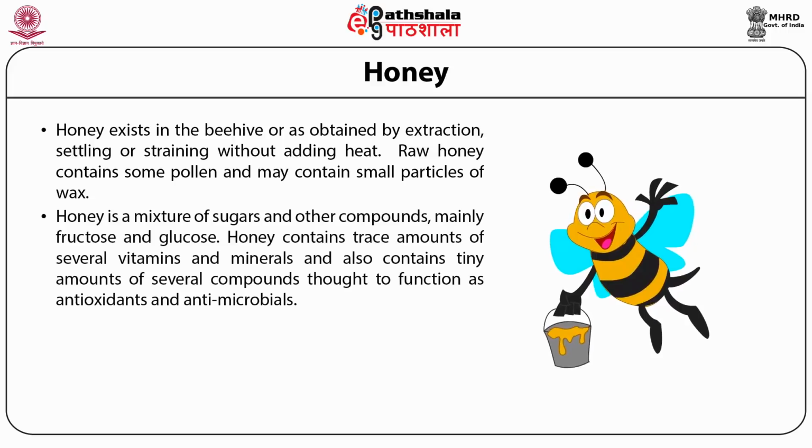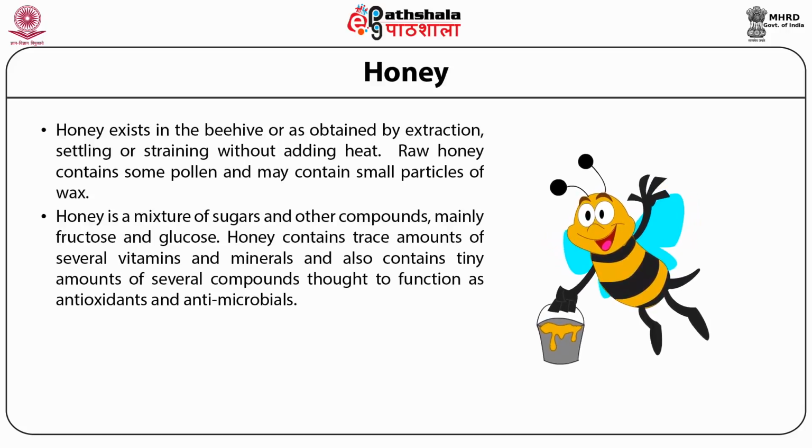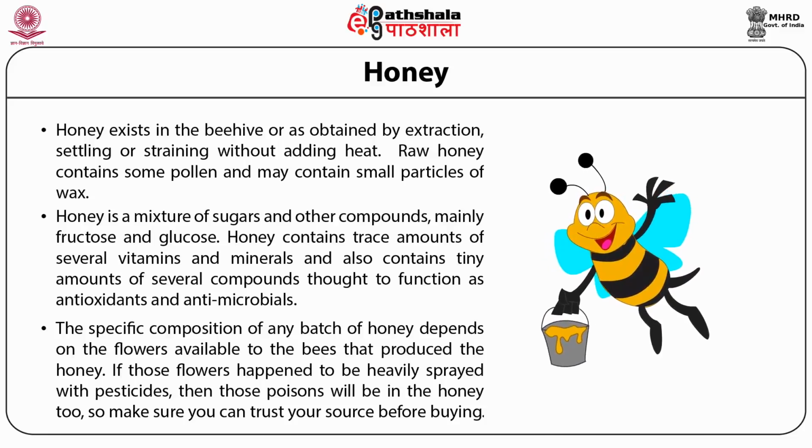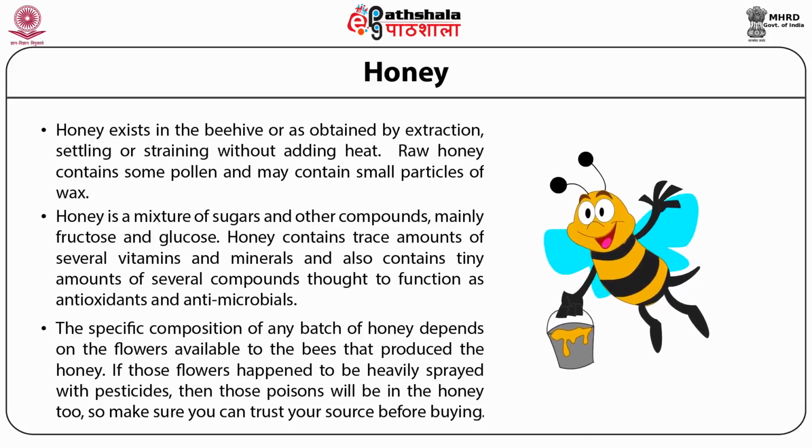Honey is chemically a mixture of sugars and other compounds. The compounds are mainly fructose and glucose. Honey contains trace amounts of several vitamins and minerals and also contains tiny amounts of several compounds thought to function as antioxidants and antimicrobials. The specific composition of any batch of honey depends on the flowers available to the bees that produced the honey. If those flowers happen to be heavily sprayed with pesticides, then those poisons will be in the honey too. So make sure you can trust your source before buying.